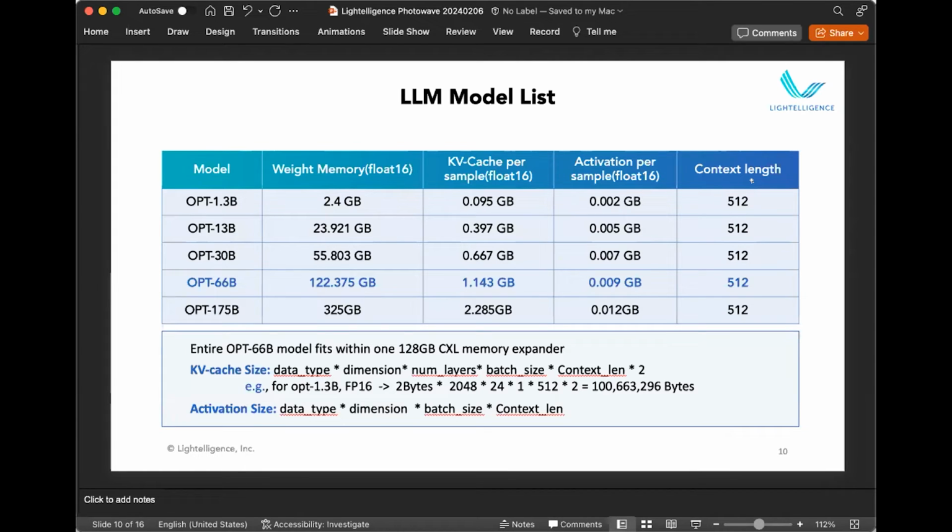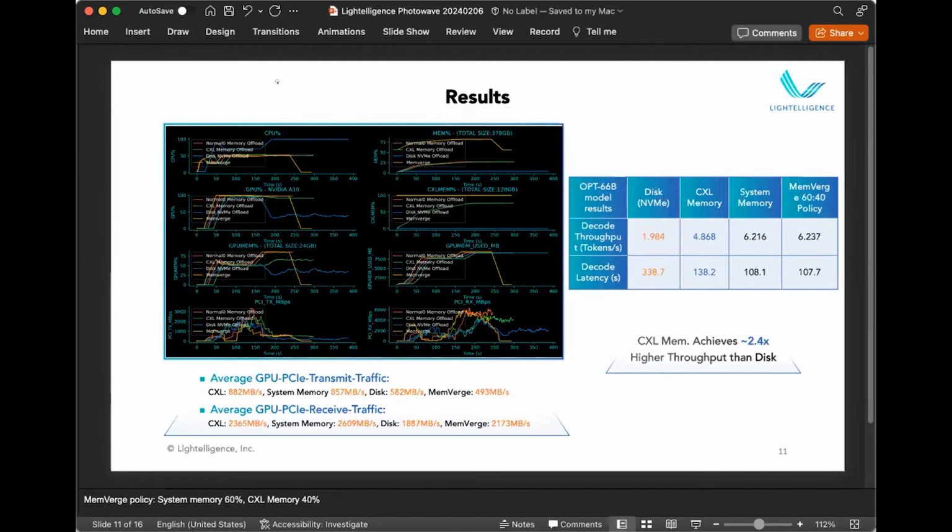Now let me talk a little bit about the model that we used. We used OPT66B, which is perfectly sized to fit inside a single 128 gigabyte memory expander. Our demo was very throughput intensive, so we wanted to use news text summarization, and OPT66B worked well for us. Here you can see some of the results as the inference was run.